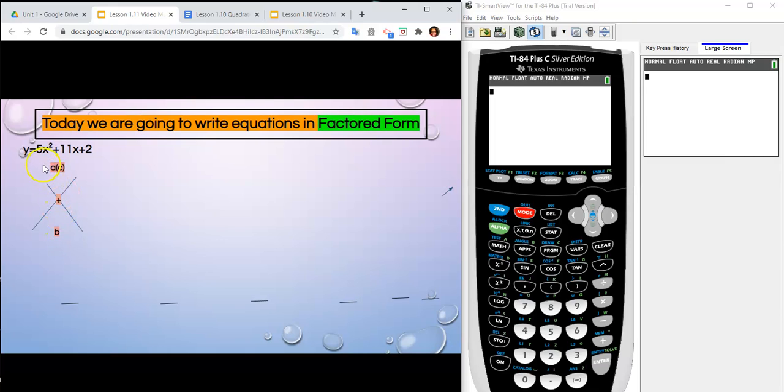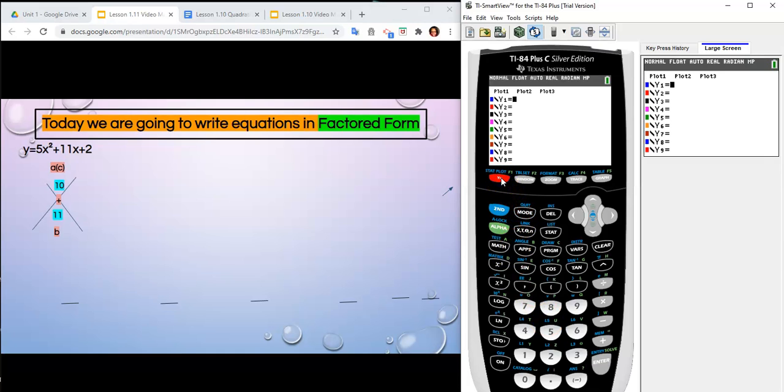Alright, so when I multiply my a times my c, this time my a is 5 and my c is 2. So when I multiply 5 times 2, I should get 10 there. Now, the value that these factors should add up to should be 11. So I'm going to put a positive 11 down here. Now, we have to use our calculator to help us out at this point. So we're going to do the same thing that we did yesterday. I'm going to go to y equals, and I'm looking for factors of 10 that when I add them together give me 11.